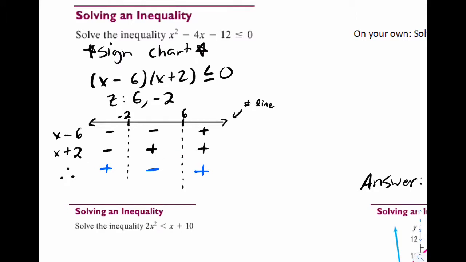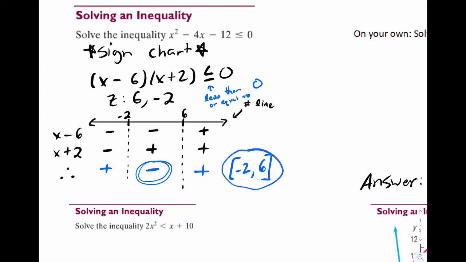Now we look at the original question. Notice how it says less than or equal to 0. So you look here and think, okay, positive, negative, positive. What sign is less than 0? That's your negative sign. So right here is your answer. We're going to write the interval negative 2 to 6. Because it's equal to, we're going to close the interval. And right there is your answer.